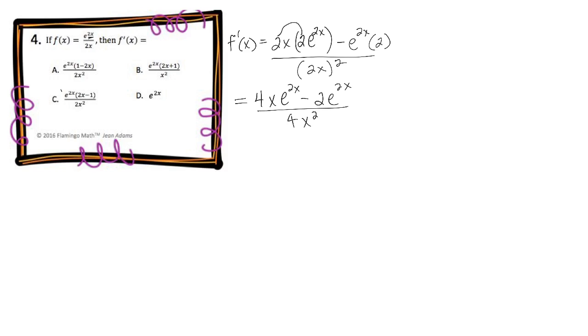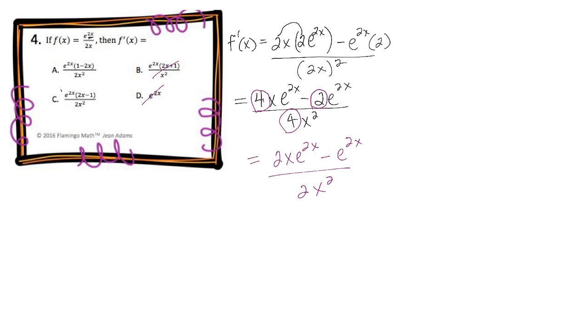What you can do though is notice that every one of these numbers that I'm circling, they all have a 2 in common, and that's what you need to cancel. So when we cancel that, we're going to have 2x e to the 2x minus e to the 2x all over 2x squared. And again, notice we've got our denominator 2x squared, so we can cancel out those two.